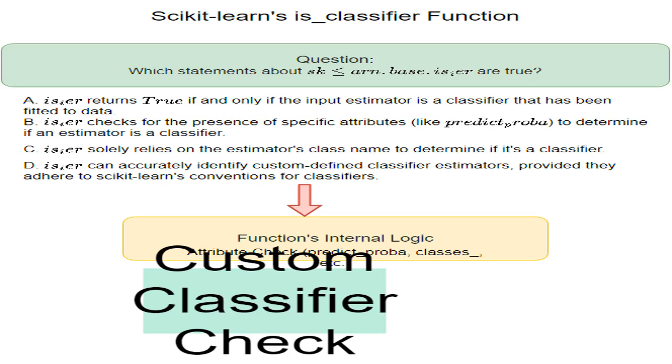Let's say you make your own classifier. _classifier can still find it, as long as your custom classifier follows scikit-learn's rules, like having fit and predict methods. _classifier will recognize it as a classifier. It's all about those special attributes again.